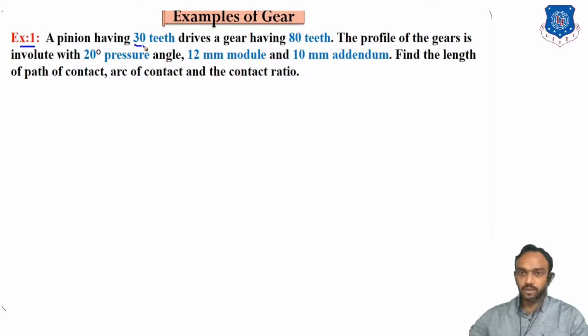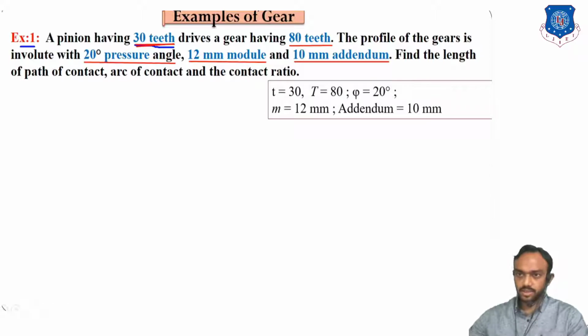A pinion having 30 teeth drives a gear having 80 teeth. The profile of the gear is involute with a 20-degree pressure angle, 12 mm module and 10 mm addendum. So this is the data given: small t is 30, capital T is 80 for the second gear, pressure angle phi 20, module 12, addendum 10.